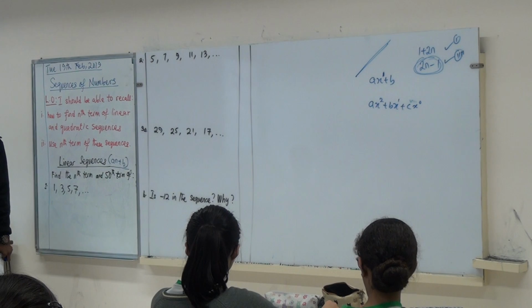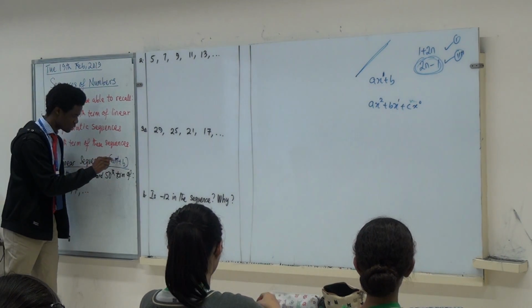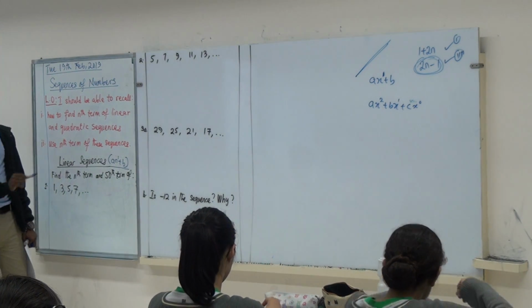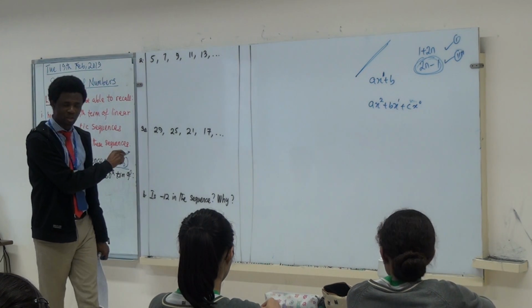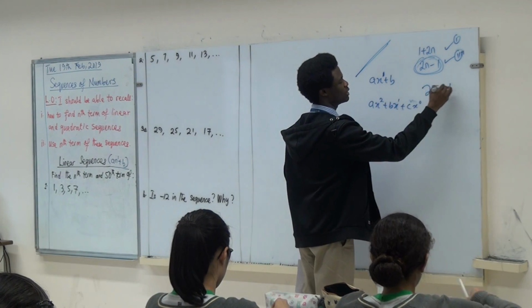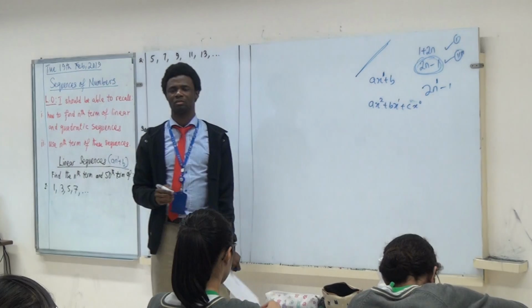An plus b, it's linear because the power is what? Power on n is 1. That's what makes it a linear sequence, because the nth term will be generated by something like this. Just like you got 2n minus 1, you can see power of n is 1.